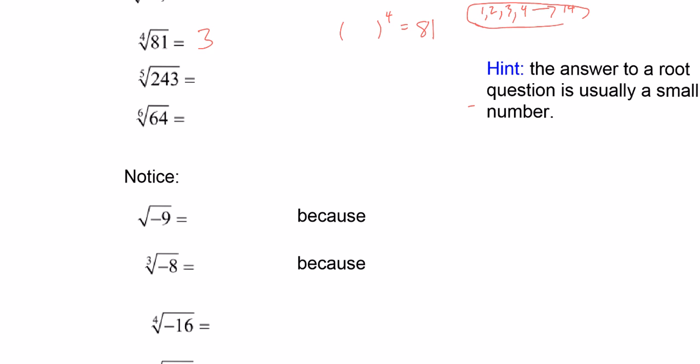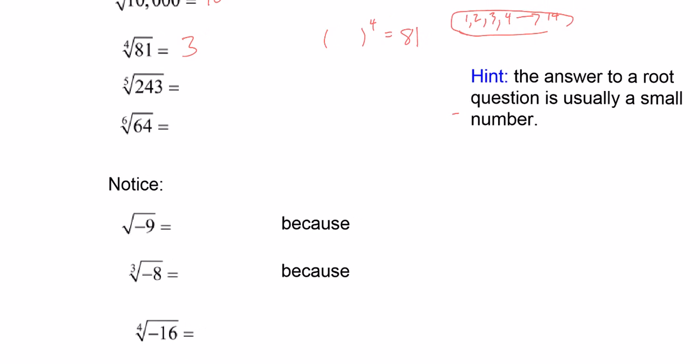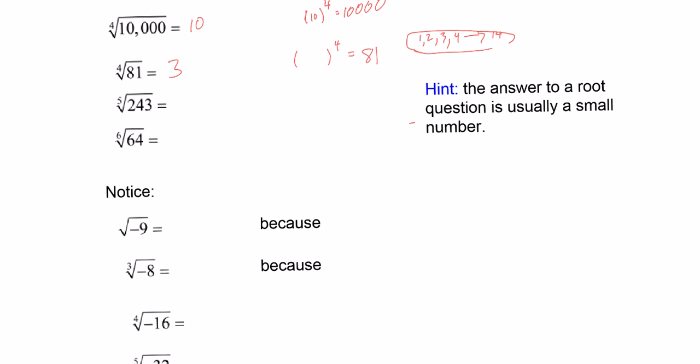For 243, the fifth root of 243, the answer generally is going to be very small for each one of these. So we're not looking to go too high up that chain of numbers. We're looking for some base to the power of 5 equal to 243. You try 1 and 2, that doesn't work. We try 3, and it will work.